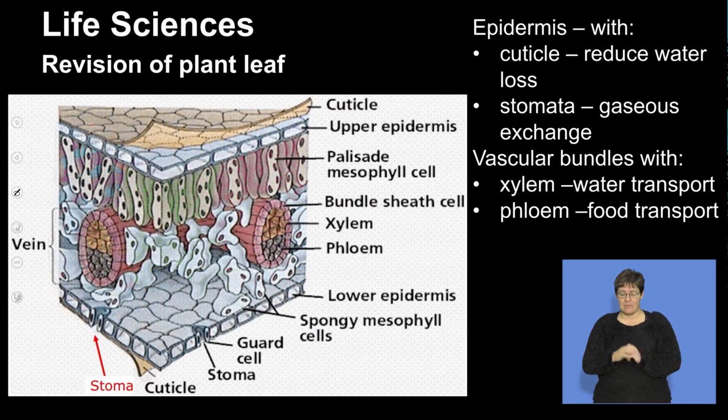Next, we're looking at the leaf, and this is what the leaf looks like. If we look at it in cross-section, you can clearly see the nice cuticle covering the epidermis. In the epidermis, mainly on the lower surface, there are guard cells so that gas can move in and out, and then these patches inside the leaf, those are vascular bundles with xylem and phloem.